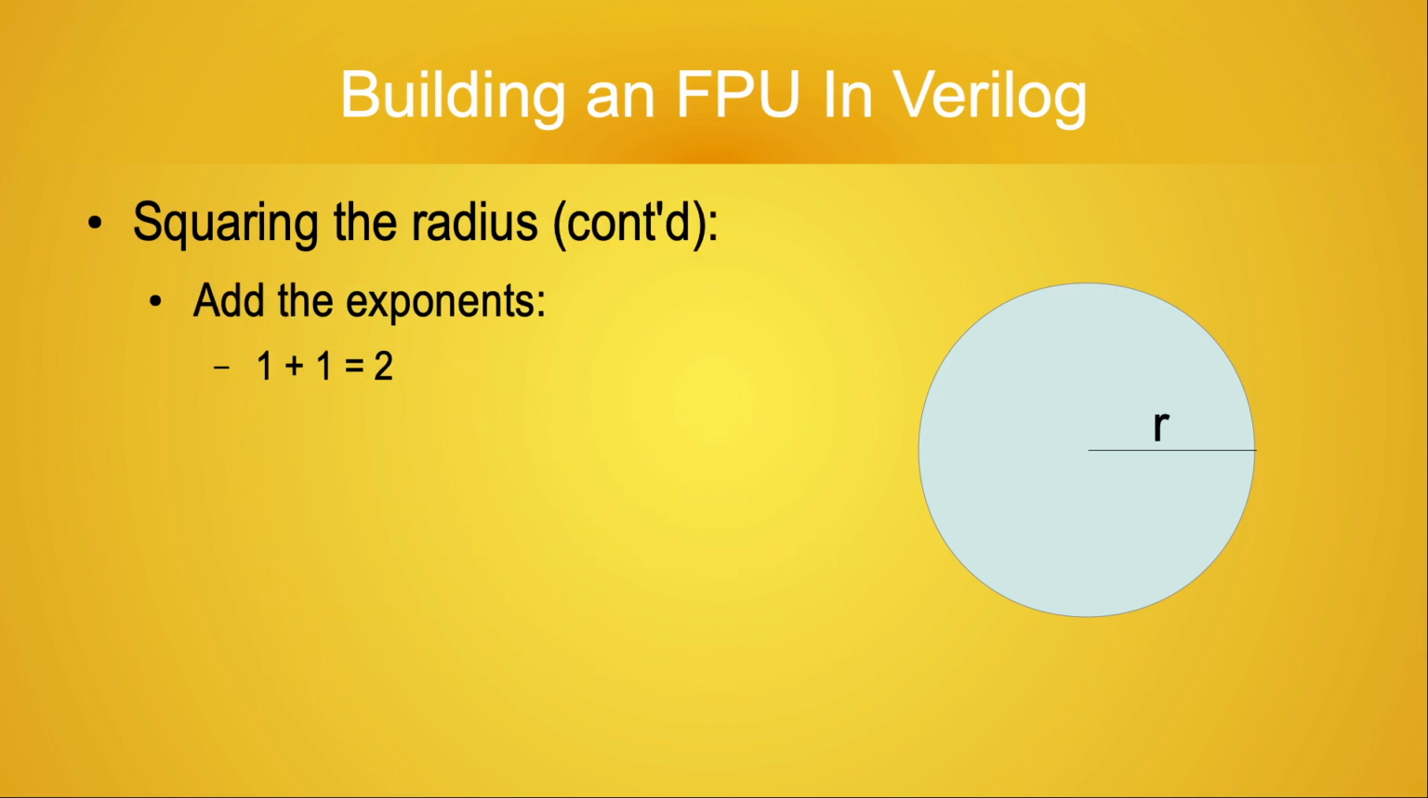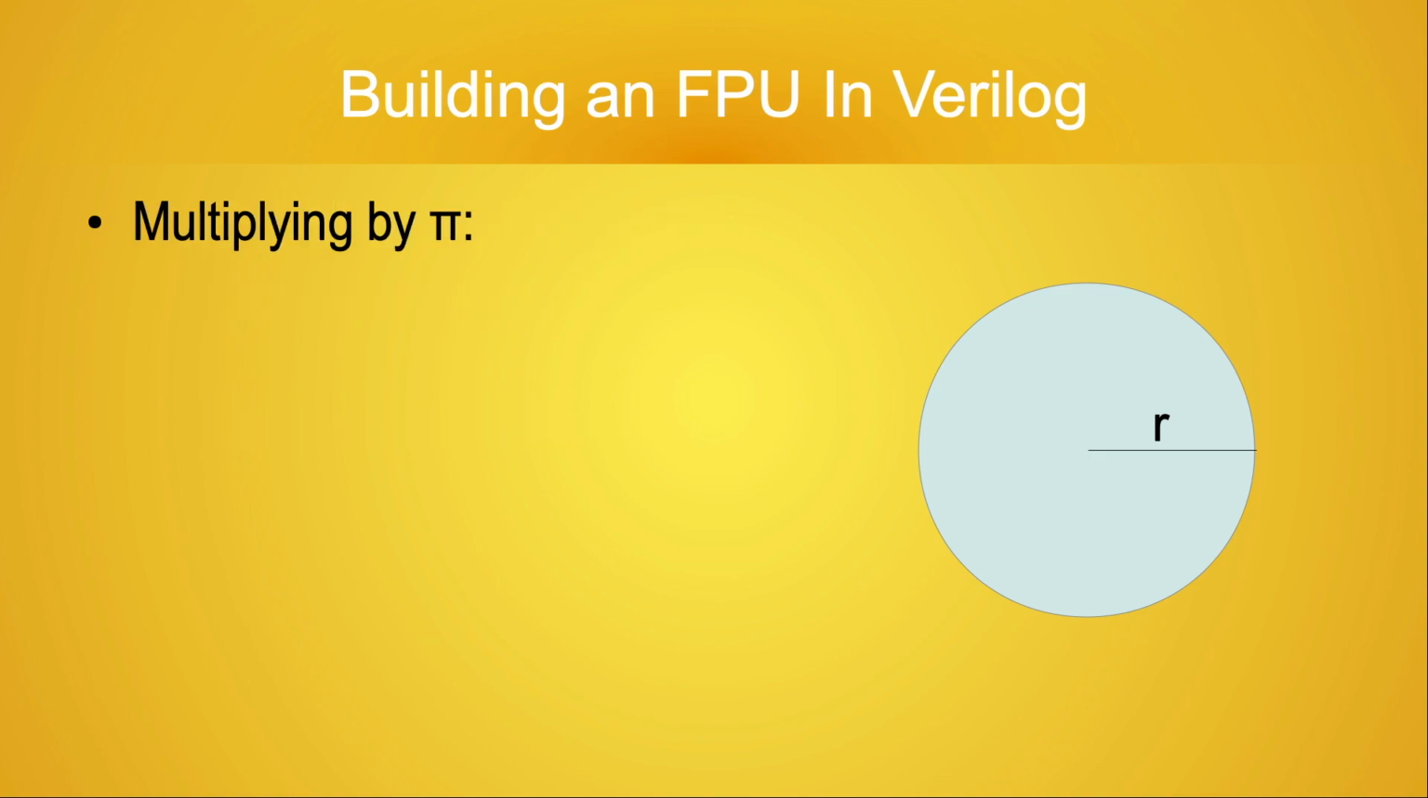The next step is to add the exponents. In this case we're adding 1 plus 1, so the number is 2. I know, you're in awe of my powers of mathematical computation. So the square of 2.00 times 10 to the 1 power is 4.00 times 10 squared. Now let's multiply the radius squared by our approximation of pi.